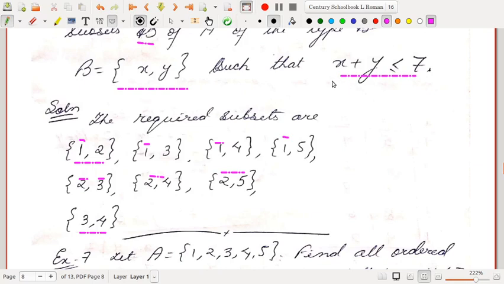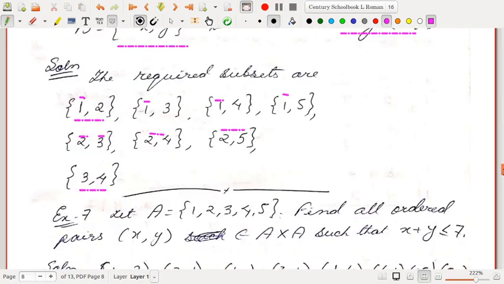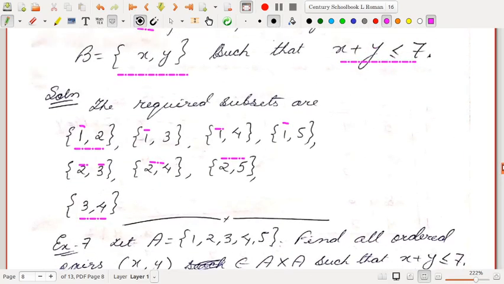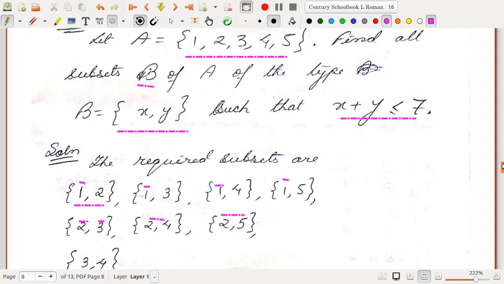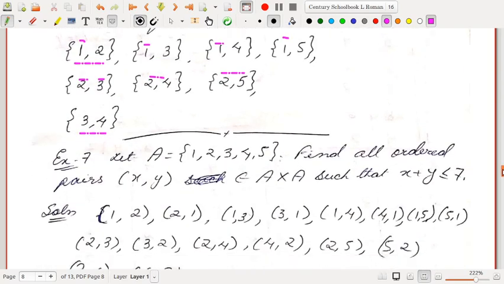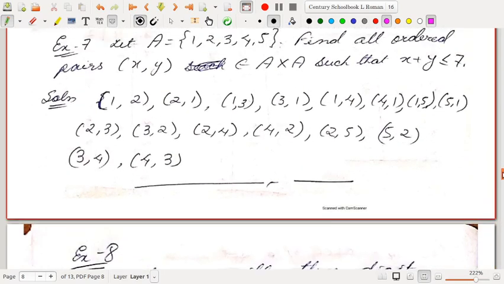Our list contains all those subsets {x, y} for which x plus y is less than or equal to 7. So {3, 5} cannot be there. {4, 5} cannot be there because 4 plus 5 is 9, which is greater than 7. Okay, so now we have listed the subsets.